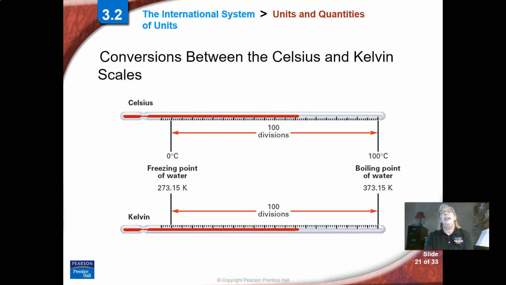So this is just showing how they're equivalent to each other, how they stack up against each other. So for Celsius, it's 0 degrees for freezing, 100 degrees for boiling, and then it's going to be different numbers for Kelvin.